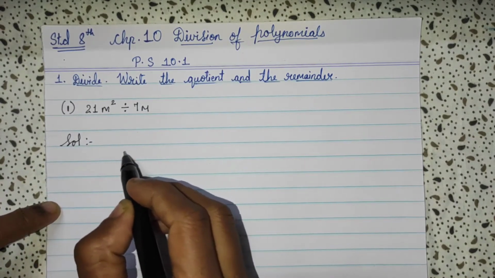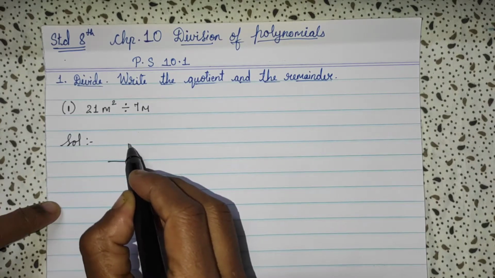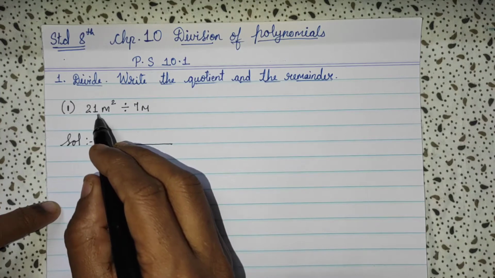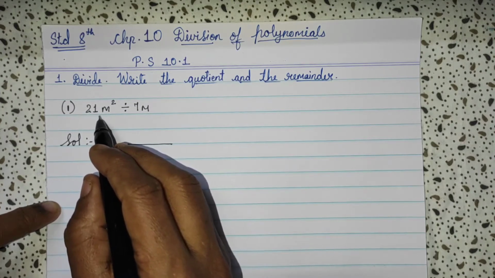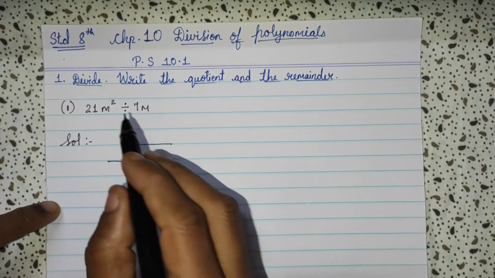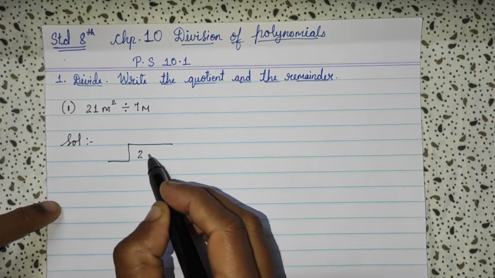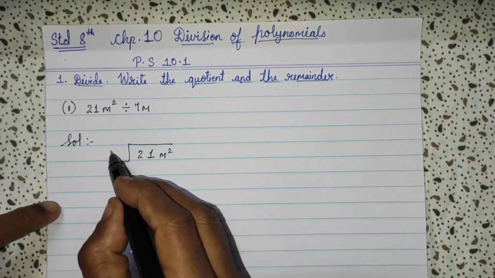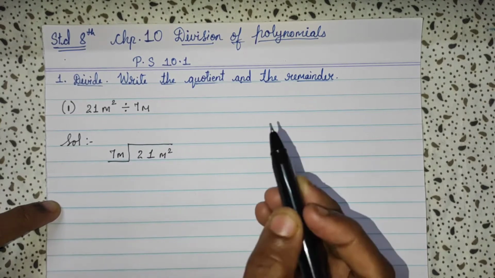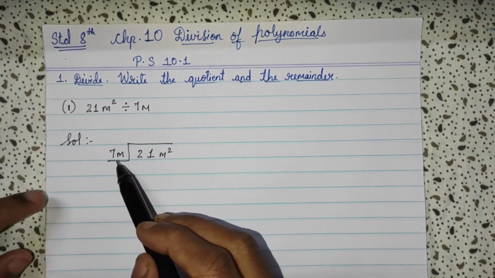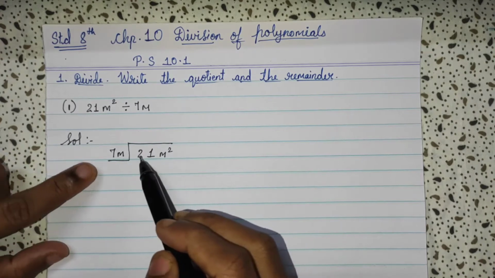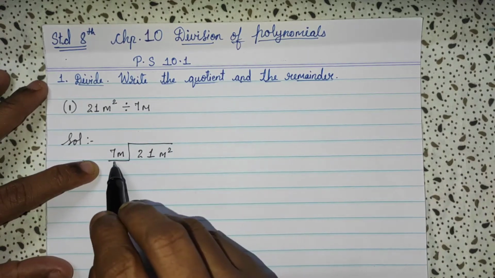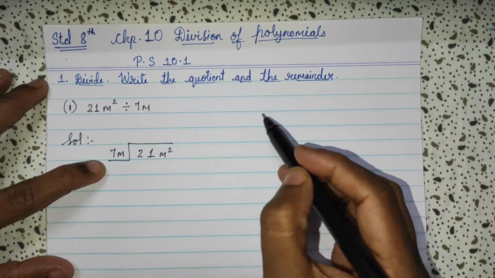Now, if we do it by our old pattern, that means this is the dividend and this is the divisor. So, the dividend we write inside and the divisor over here. So, now to solve this, you have many methods. Let's see how we will get the answer.